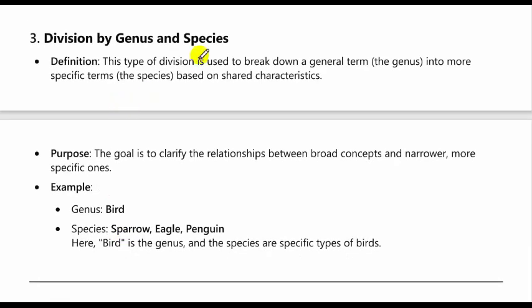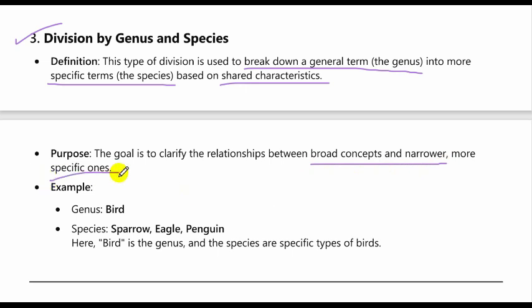Division by genus and species. This type of division is used to break down a general term, that is the genus, into more specific terms, that is the species, based on shared characteristics. The goal is to clarify the relationships between broad concepts and narrower, more specific ones. For example, birds is a genus, and in that there are species: sparrow, eagle, penguin. Here the bird is the genus and the species are specific types of birds.